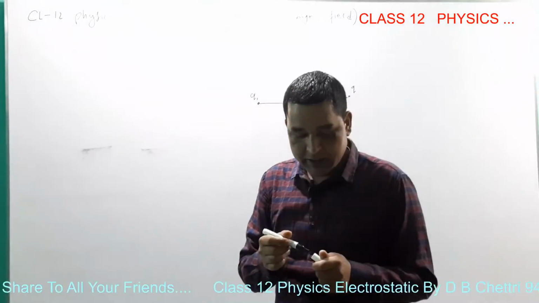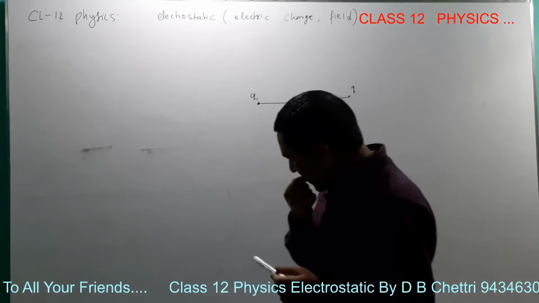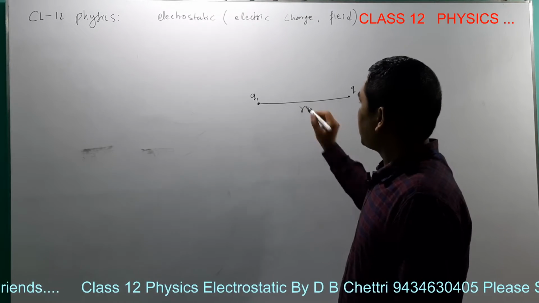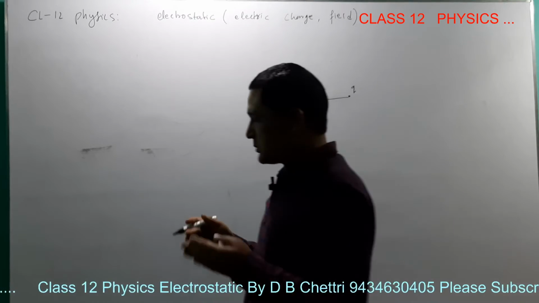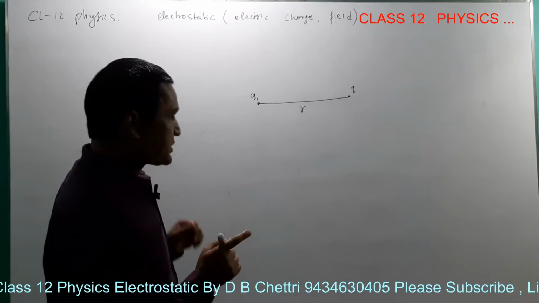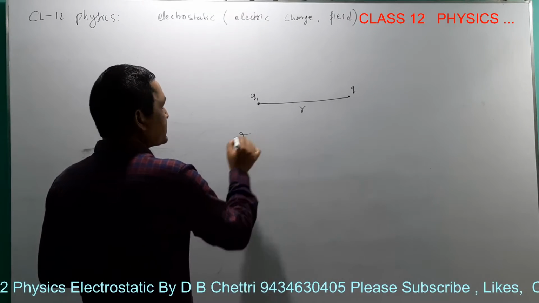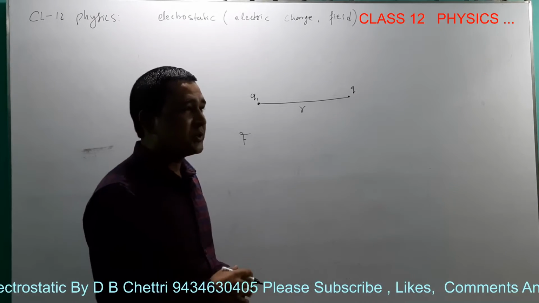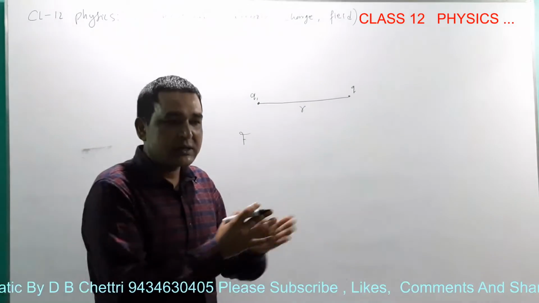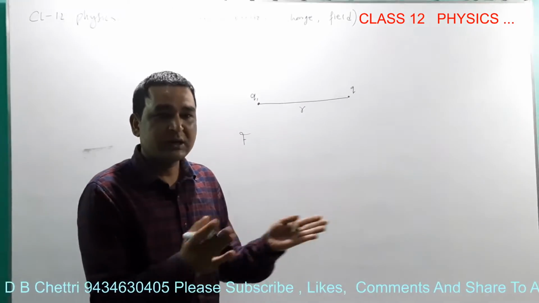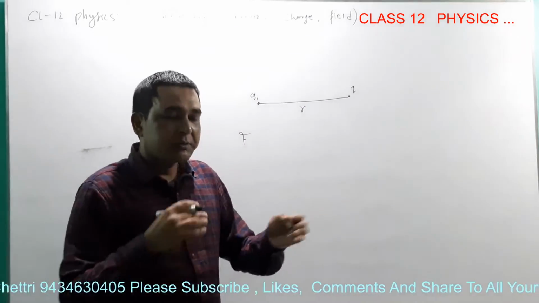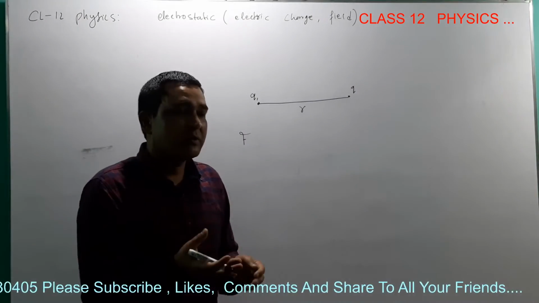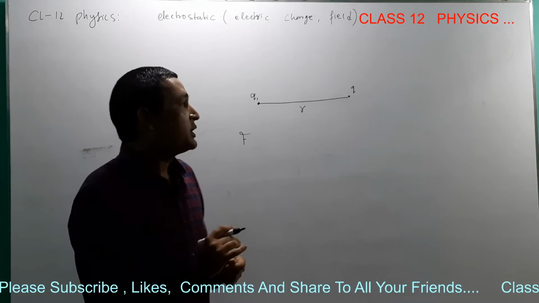Force has a direction. Suppose their separation is R, then Coulomb's law says that the force of interaction due to 2-point charges, interaction meaning either attractive or repulsive. If the charges are of the same nature, then it is repulsive. If the charges are of opposite nature, then it is attractive. Interaction means 2 kinds of forces, either attractive or repulsive.